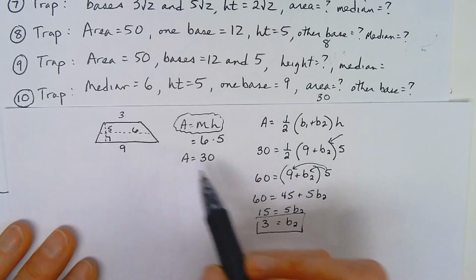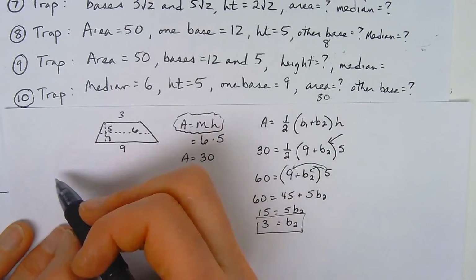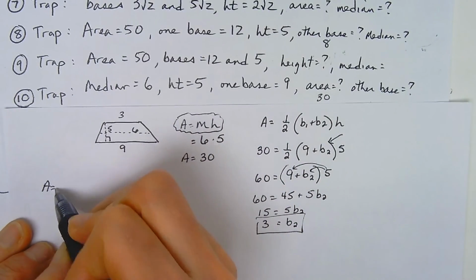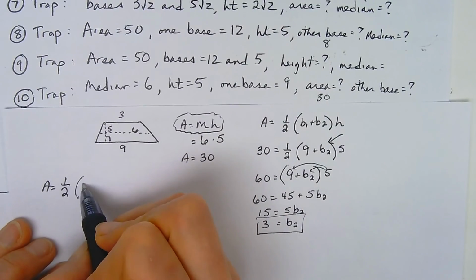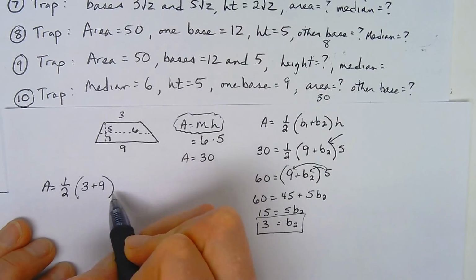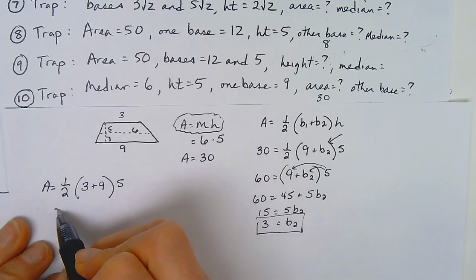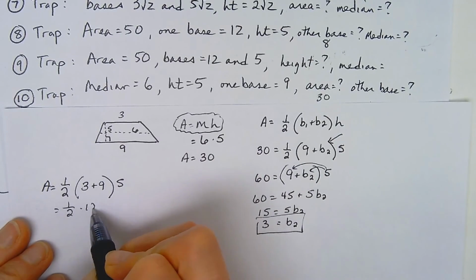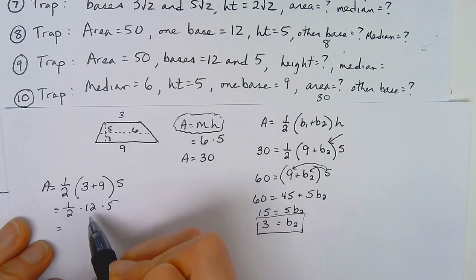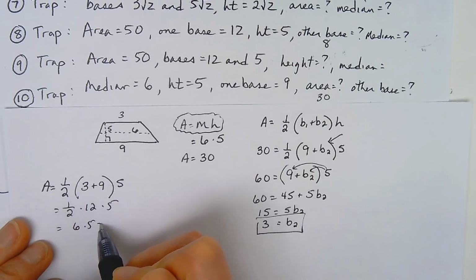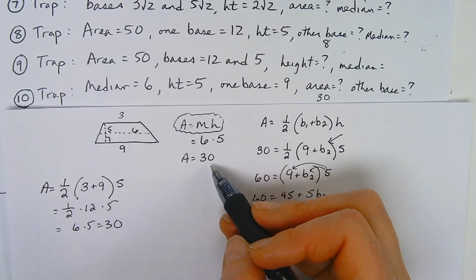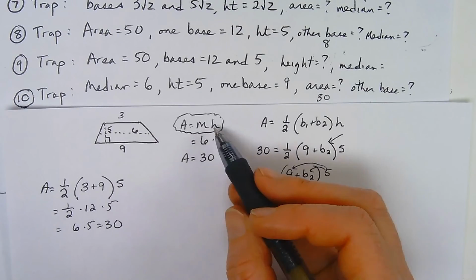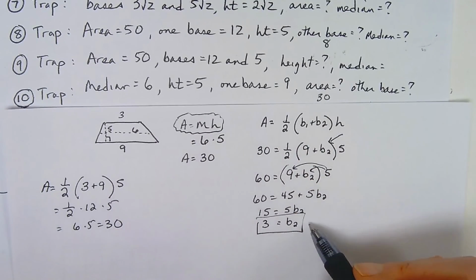I'm just going to double check that everything kind of jives together. The area of this trapezoid is equal to 1/2 base 1 plus base 2 times 5. That's 1/2 times 12 times 5. That's 1/2 times 12 is 6 times 5. That's 30. And that is what the area is here from the median and the height. So it's looking good that we are right.